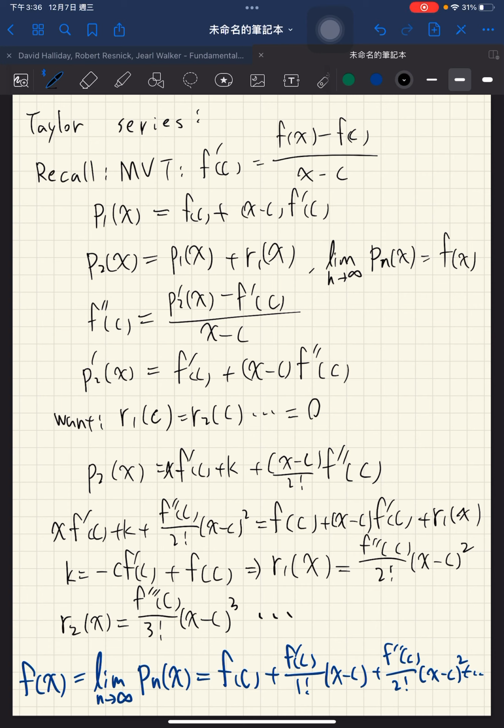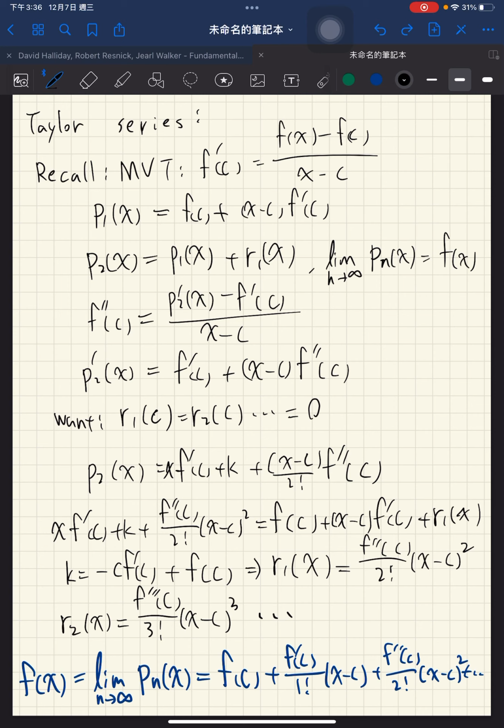f prime of c is equal to f(x) minus f(c) over x minus c, and take this to the left hand side and move everything to the right hand side. We will get a first order approximation of f(x), P1(x), and what we need to do now is to find a better approximation of f of x.